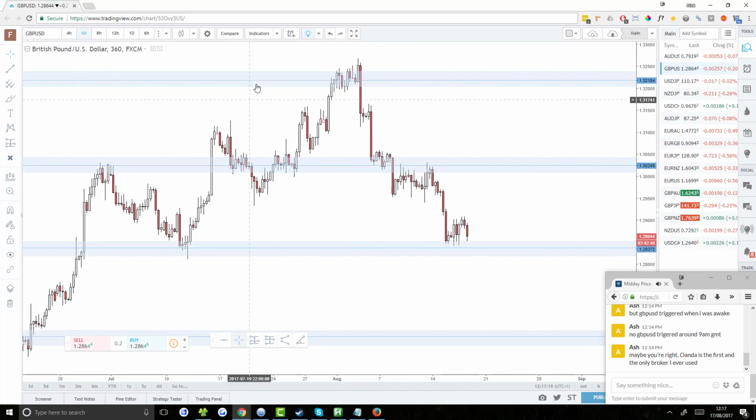GBPUSD, if you're in long on GBPUSD still, I'm not telling you what to do, but I'm just saying, me personally, I would close this trade out had I entered. It's just not going anywhere.